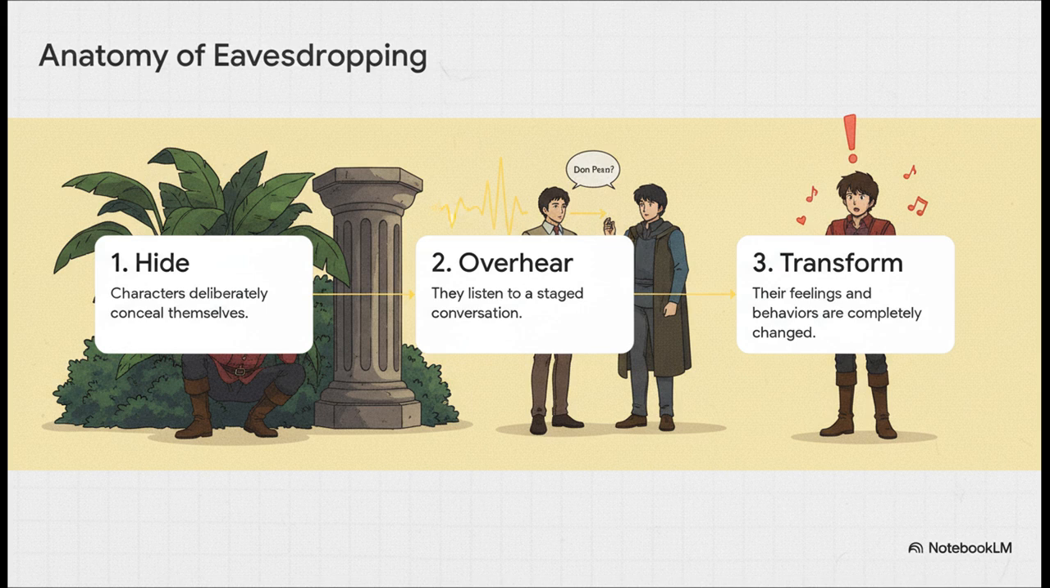And this is just a brilliant example of how physical action creates character development. I'm talking about the famous eavesdropping scenes. Both Beatrice and Benedick go through this exact same process. First, they actively choose to hide. Then they overhear this totally fabricated story about how the other one is in love with them. And finally, that information completely transforms them. We don't just get told they had a change of heart, we literally watch it happen.